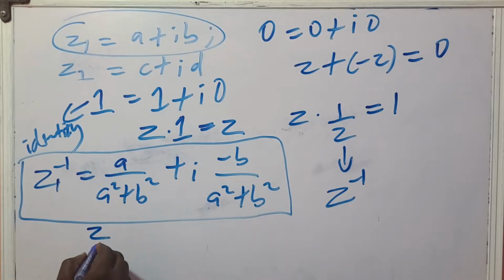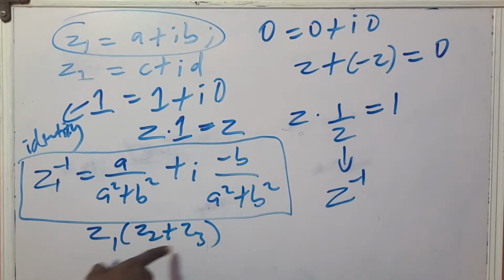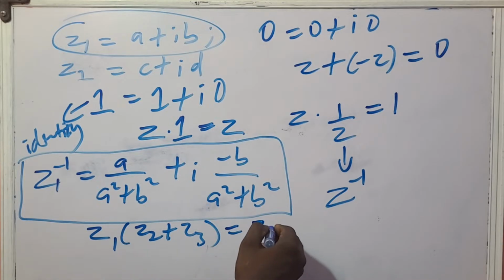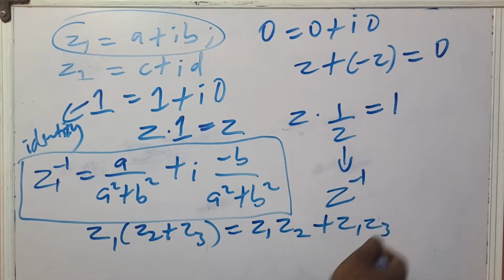So the distributive law says that if you have a complex number like this, z1 times (z2 plus z3), notice the operation going on. Two complex numbers are being added, and then you are multiplying the result with z1. Under the distributive law, this should be equal to z1 times z2 plus z1 times z3. That's the distributive law.